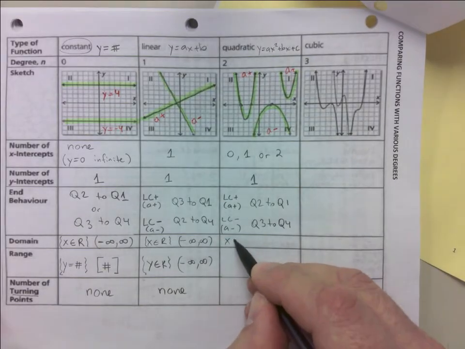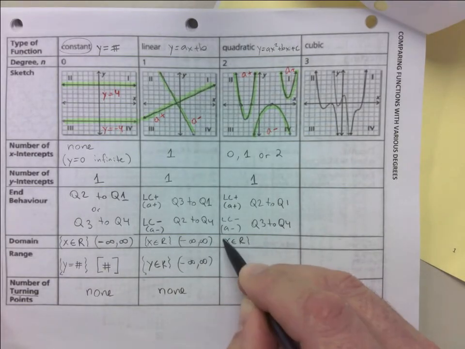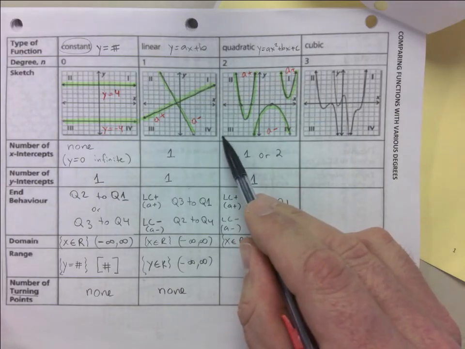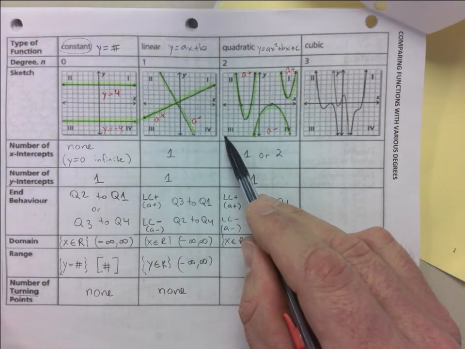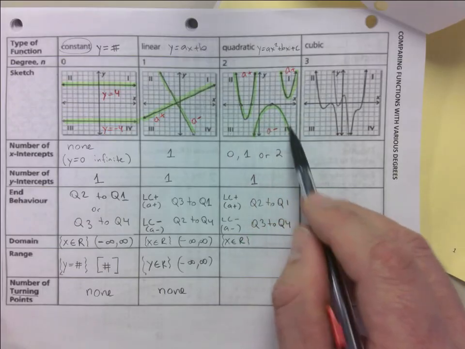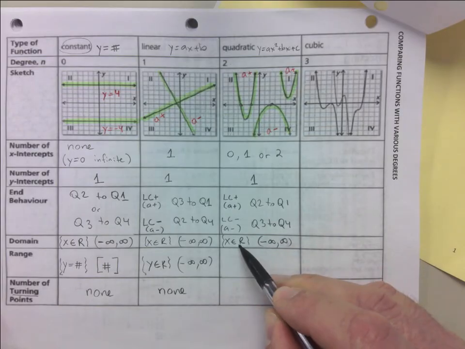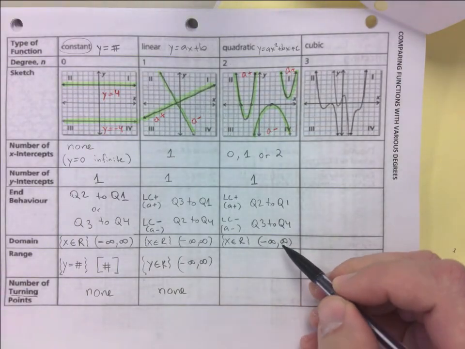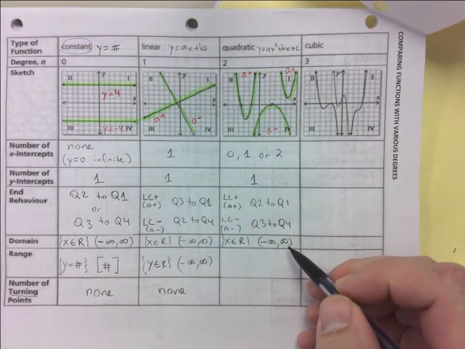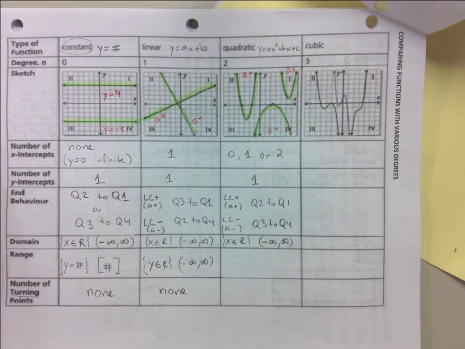Domain is the same thing. All real numbers, right? It's just everything to the left and to the right on the x-axis. So set notation is all real numbers. Interval notation is going from negative infinity to positive infinity. Just make sure you never have a square bracket around infinities, okay?